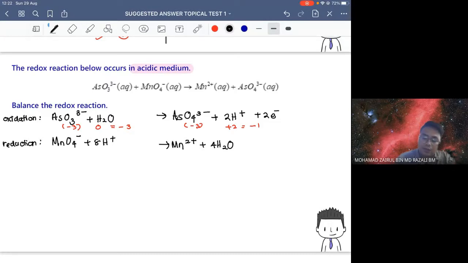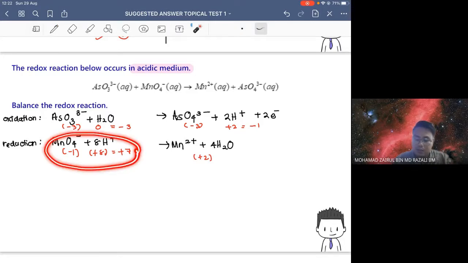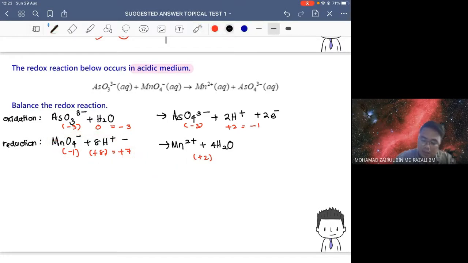Okay, for the reduction, kita ada ni negative 1. So this one is negative 1, this one is positive 8. So awak dapat positive 7. Ada positive 7, this one positive 2. So yang lagi positif adalah side reactant. So daripada positive 7 nak ke positive 2, kita kena buat? Kita kena tambah 5 elektron. Okay, kita kena tambah 5 elektron baru dia balance.